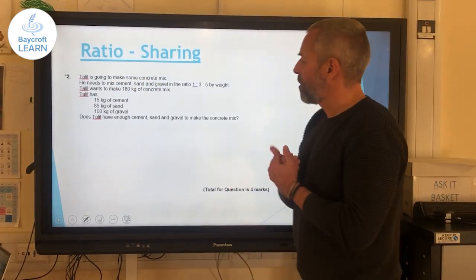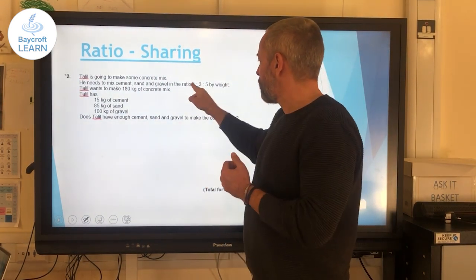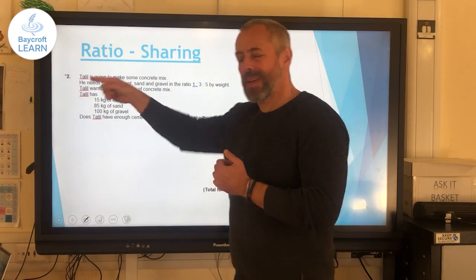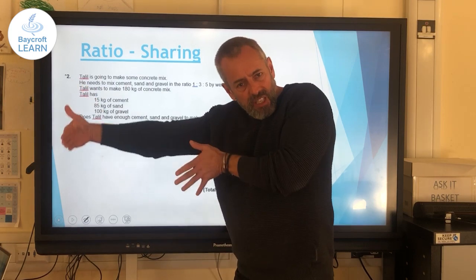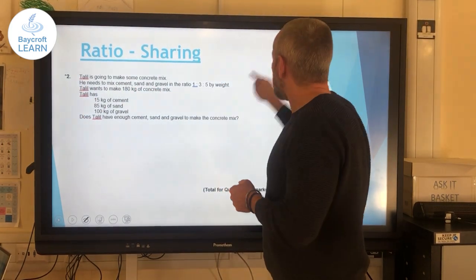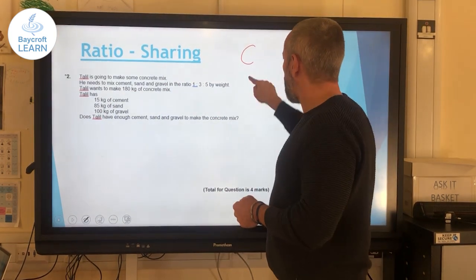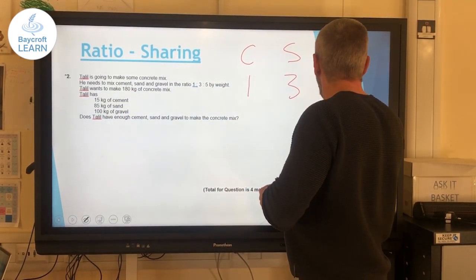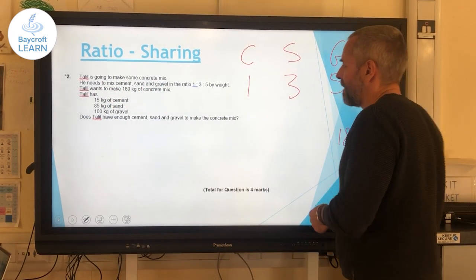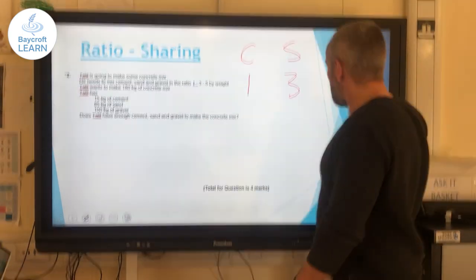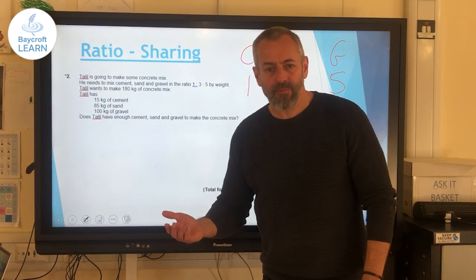Talil is going to make some concrete mix. He needs to mix cement, sand and gravel in a ratio of 1, 3, 5 by weight. We don't care that his name's Talil, that's not important. But let's have a look at that kind of formula that we've already started to look at to build this up. Cement, sand, gravel in a ratio of 1, 3, 5. He needs to make 180 kilograms. So this is now starting to look like what we have done before.